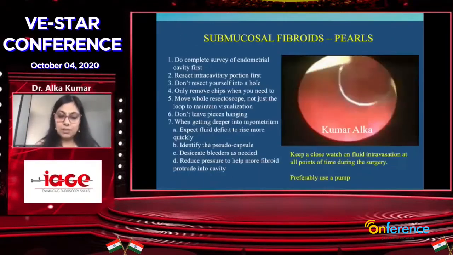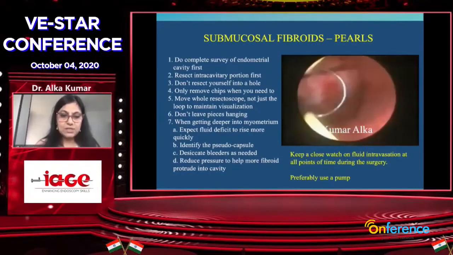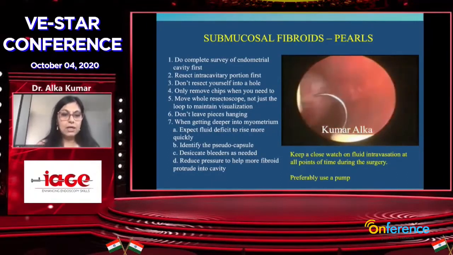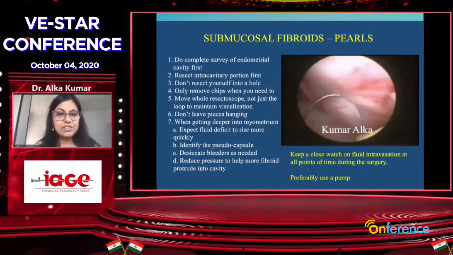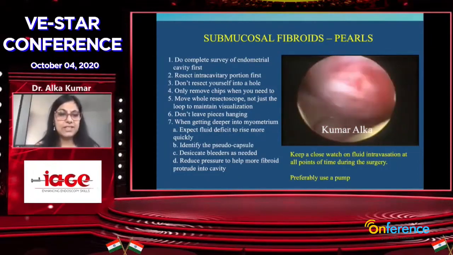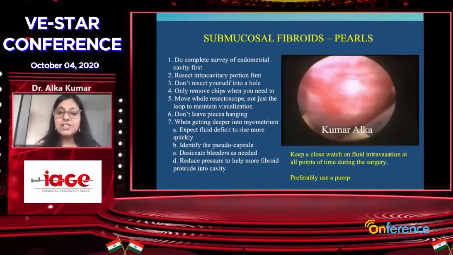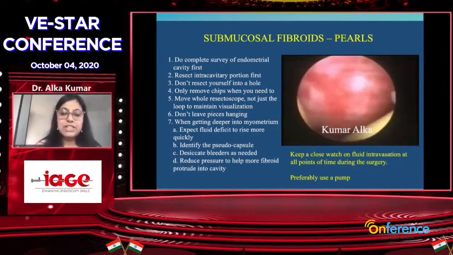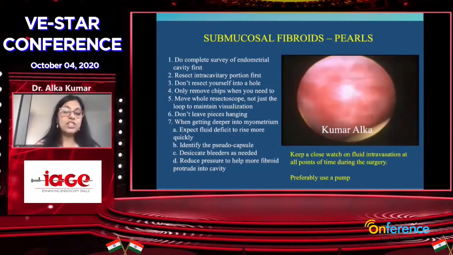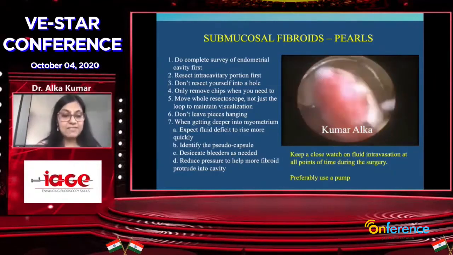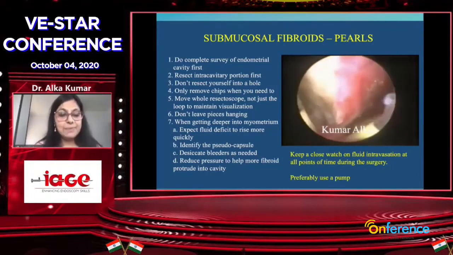We have talked a lot about submucosal fibroids, but the points which we need to take home are that we need to survey the cavity first. We resect the intracavitary portion. Do not resect yourself into a hole. Remove only the chips. You need to move the resectoscope, not just the loop, but maintain the visualization, keep the distension heavy, and don't leave pieces hanging.